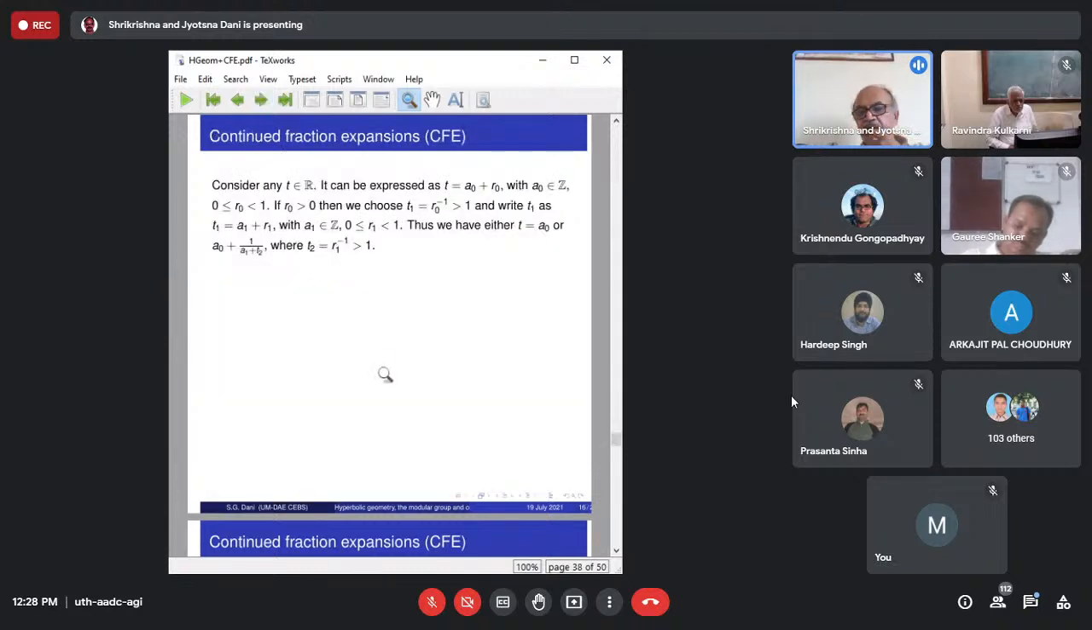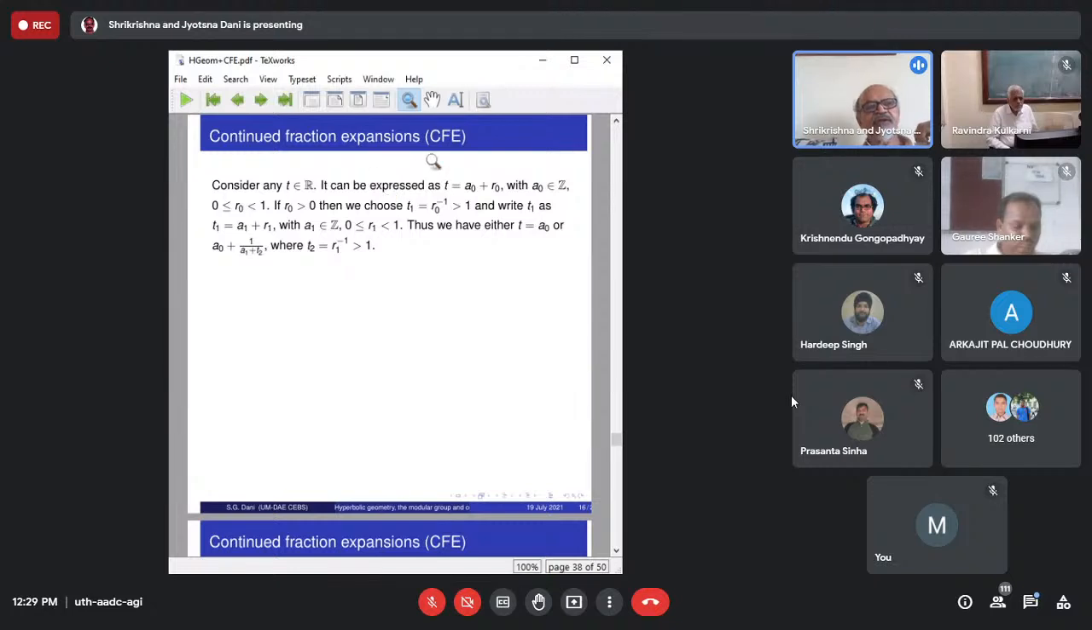Now, I want to say a few things about the relation of this with continued fraction expansions, which is of rather great interest, which connects to the arithmetic and some of my own work. So let me quickly recall what continued fraction expansions are. Hopefully some of you may have familiarity with it already.